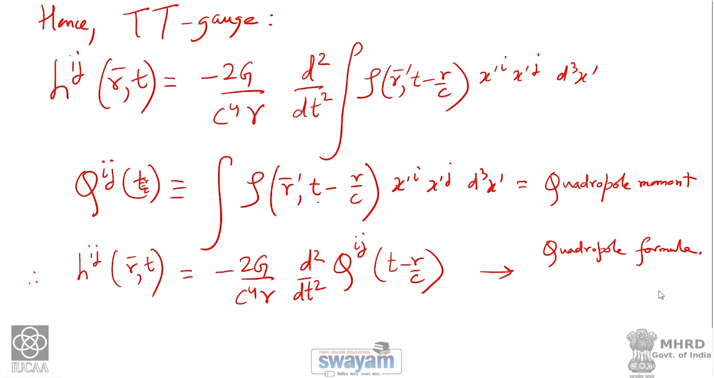This is the quadrupole formula. This formula is very, very useful in giving the gravitational wave amplitude for a binary system where two material particles are going around each other. And since they are point masses, we can easily evaluate the quadrupole tensor, and we can obtain, if such a binary system is at a distance r from us, what kind of a gravitational wave amplitude we will expect from such a quadrupole tensor changing with time.